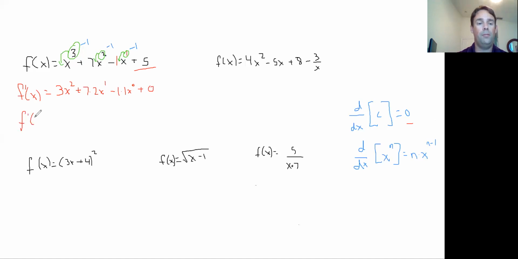So when we clean it all up, we end up with 3x squared plus 14x minus 1.